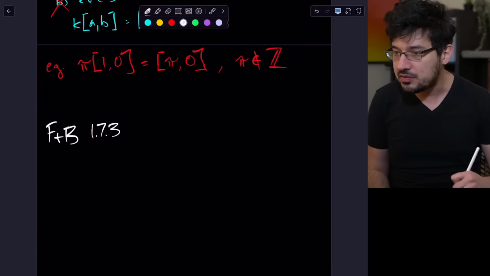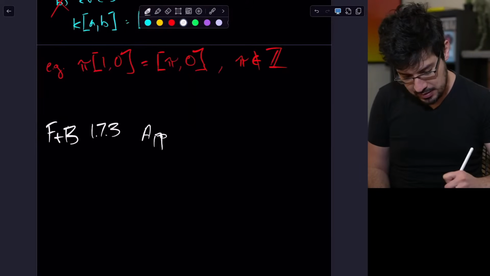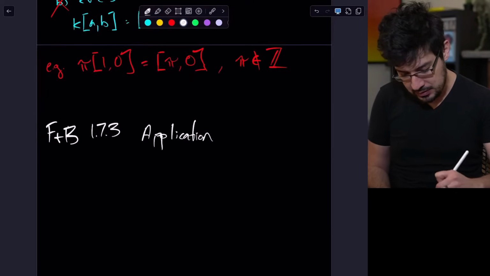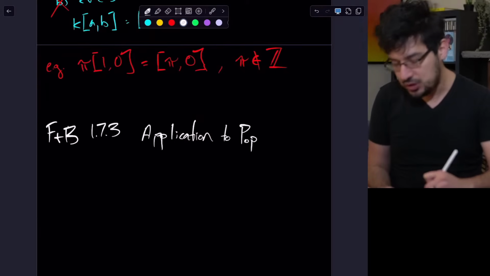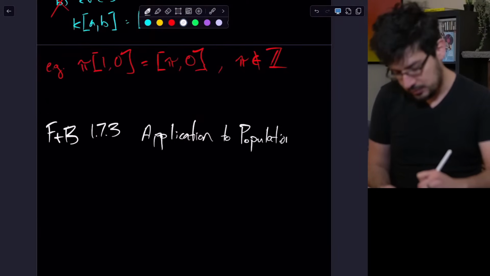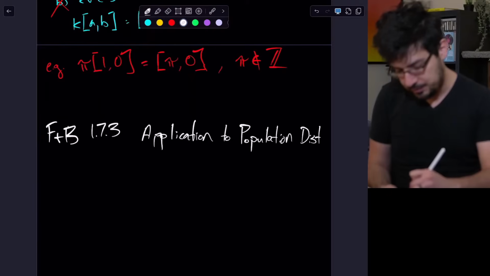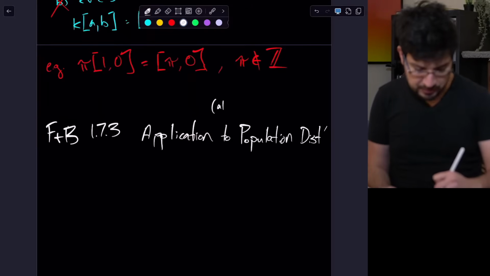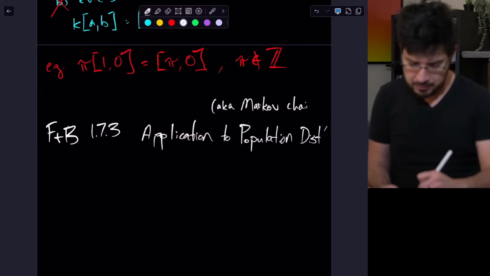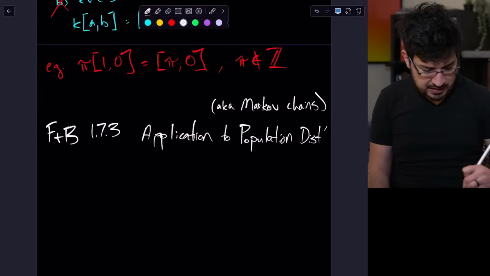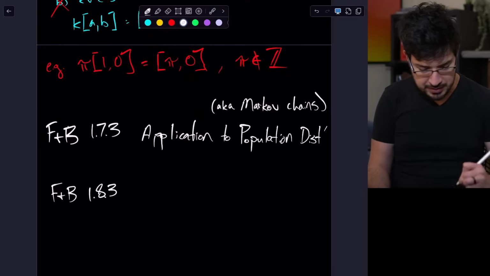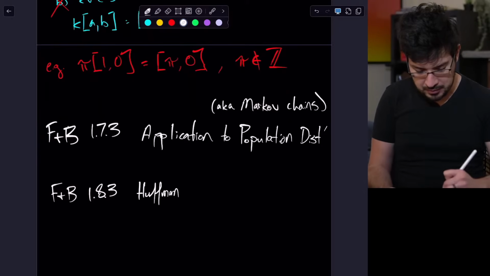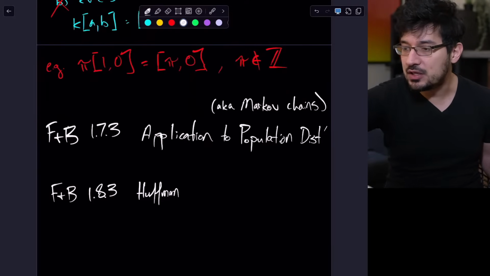1.7 is this optional section that's about application to population distribution, also known as, we learn about Markov chains. It introduces the idea of Markov chains. And then the next section, 1.8, is going to be about Huffman codes and error correcting codes.